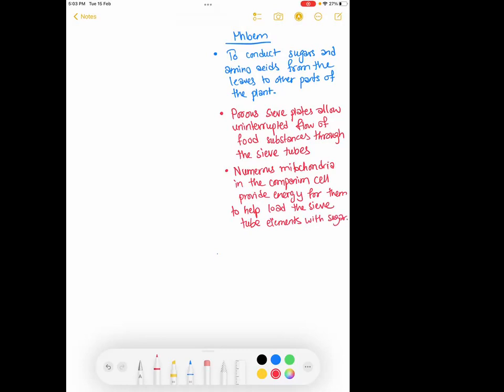The companion cells are there not just to perform all the metabolic functions of the sieve tube elements. So that includes providing them with energy and also helping them pass the sugar. So they help them load the sugar into the sieve tube element. Almost like a bus helper, who helps passengers get on and everything.